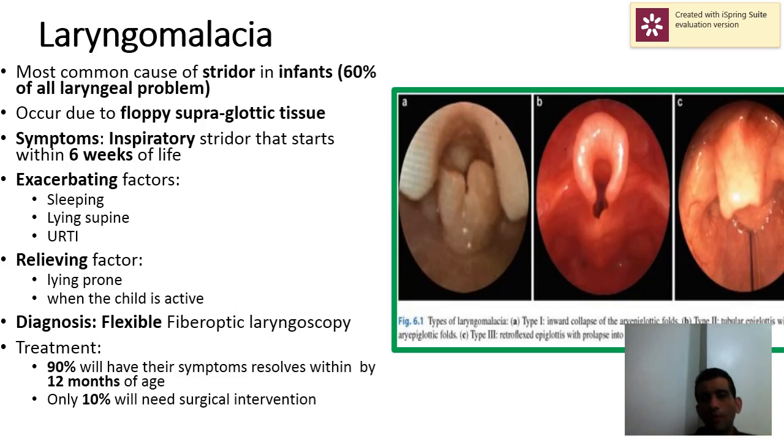Laryngomalacia is the most common cause of stridor in the infantile period. 60% of all laryngeal problems occur due to floppy supraglottic tissues.